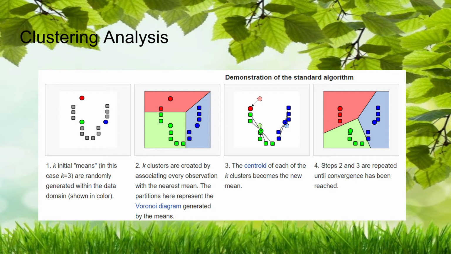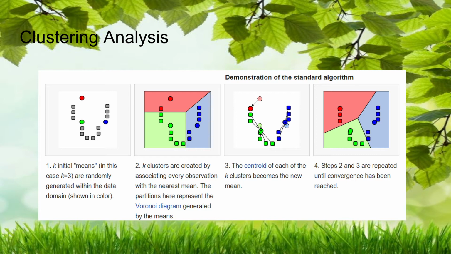Cluster analysis, or clustering, is the task of grouping a set of objects in such a way that objects in the same group, called a cluster, are more similar to each other than to those in other groups. It is a main task of exploratory data mining and a common technique for statistical data analysis used in many fields, including machine learning, pattern recognition, image analysis, information retrieval, and bioinformatics.